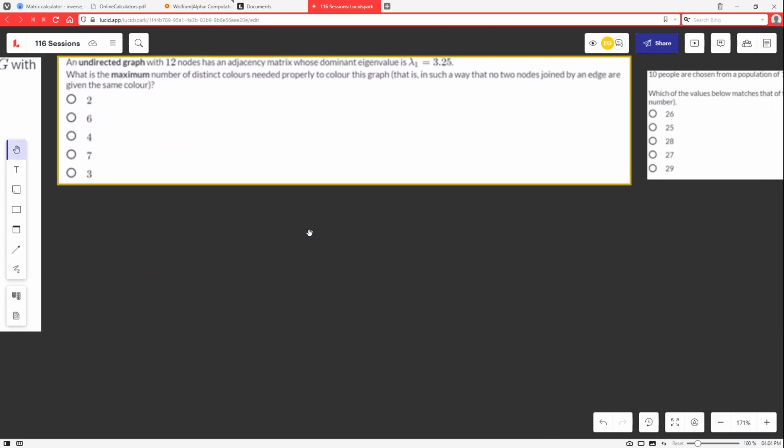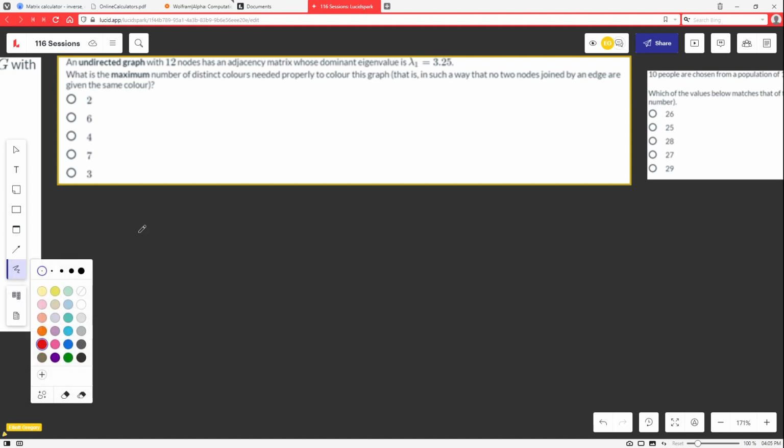Okay, another undirected graph. It's now with 12 nodes. It has an adjacency matrix whose dominant eigenvalue is 3.25. What is the maximum number of distinct colors? Before it was minimum, now it's maximum. This is doing that first one, which is the dominant eigenvalue plus 1, which is 4.25. And then we want to round down. Double check. Yes, we want to round down, since we're doing maximum, which takes us to 4.